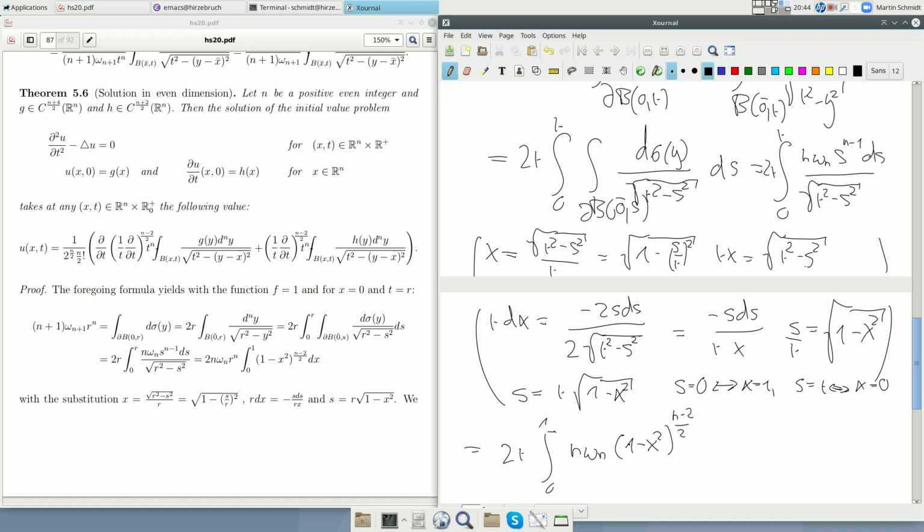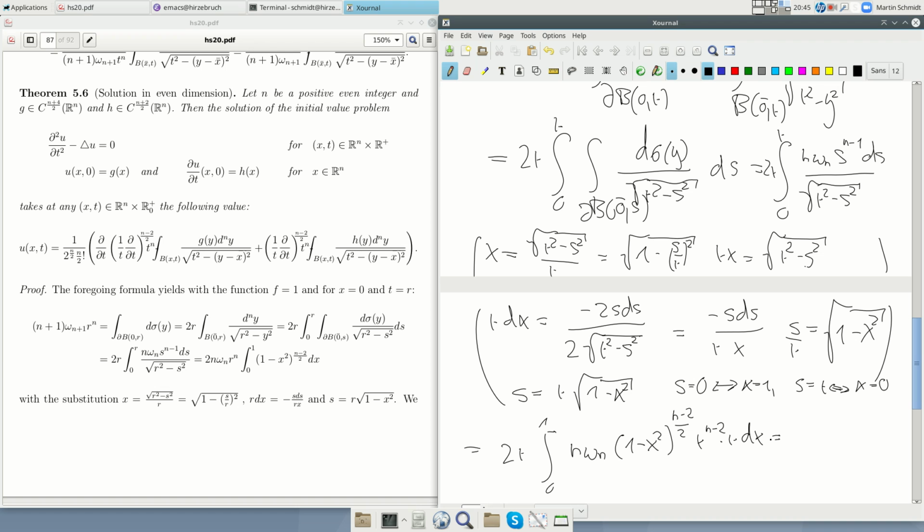And how many powers of r? So we have r to the power n minus 2. And then we have here an additional power, times r times dx. Okay, and the r dx here, this is exactly the square root which we have here. So we indeed remain with this integral.